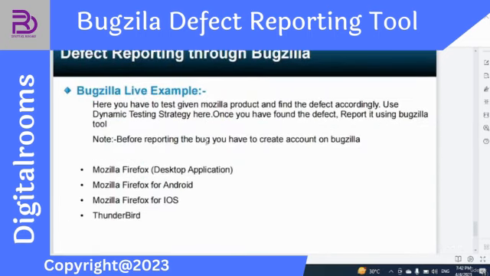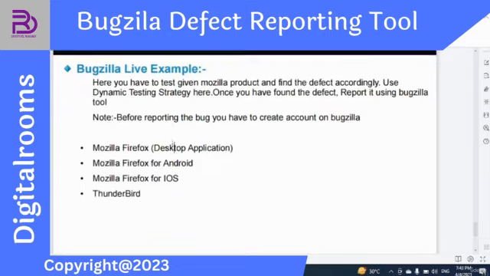Defect reporting through Bugzilla, how are we going to do that? Here you have to test a Mozilla product and find a defect. Use a dynamic testing strategy here. Once you have found the defect, report it using the Bugzilla tool. Before reporting the bug, you have to create an account on Bugzilla. You can also download the desktop application, and the Android and iOS applications. Now guys, the tool Bugzilla is purely designed by Mozilla Firefox, okay, so that's why it is written as a Mozilla product.